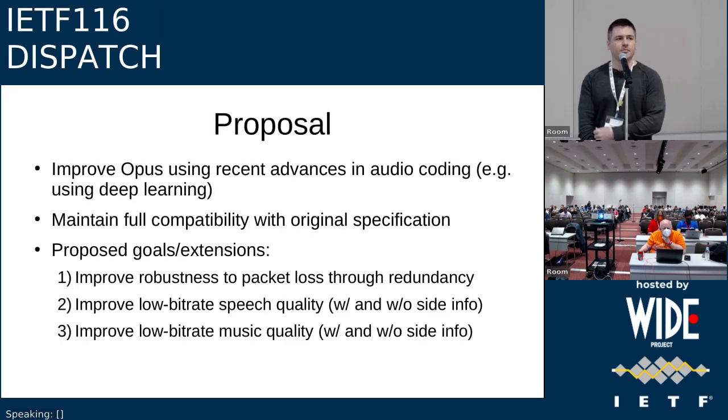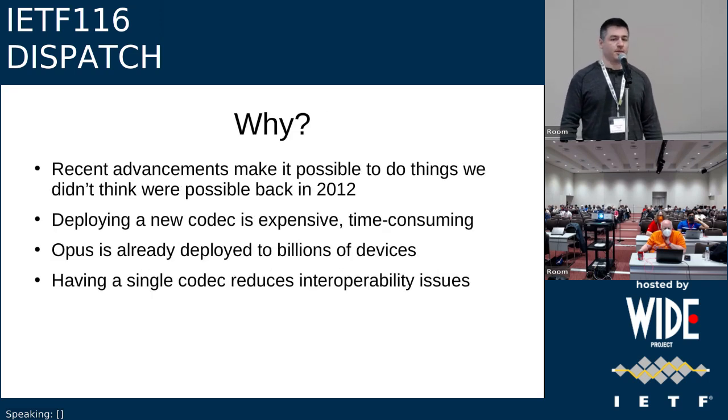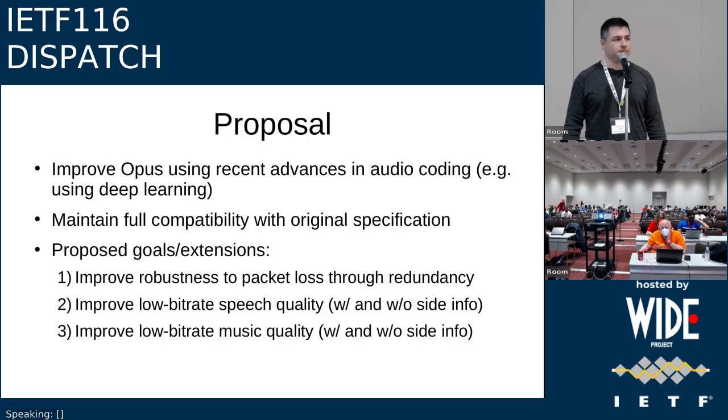Next slide, please. So our proposal is to improve Opus using recent advances in audio coding, especially with respect to deep learning techniques. The goal is to maintain full compatibility with the original specification. And we have three specific goals in mind here. First goal is to improve robustness to packet loss through redundancy more than is actually the case. Second goal is to improve low bit rate speech coding quality, with and without side information. And the third goal is to do the same, but for music quality.